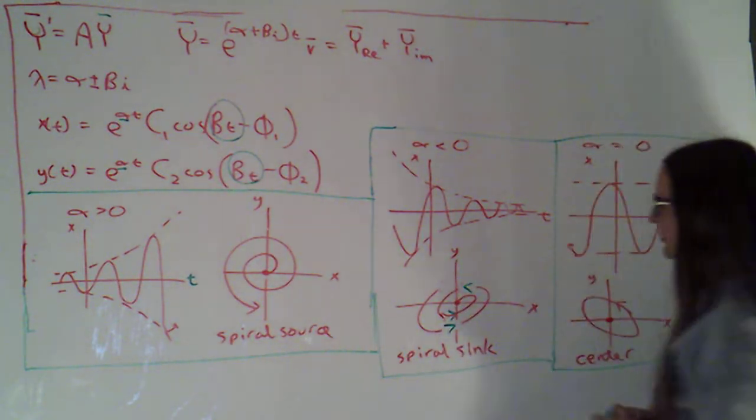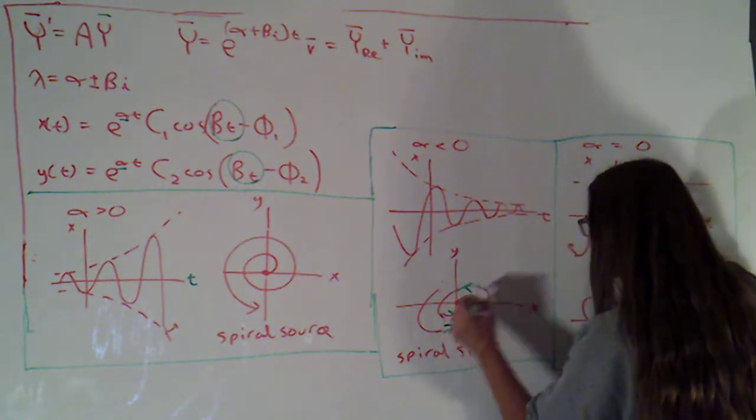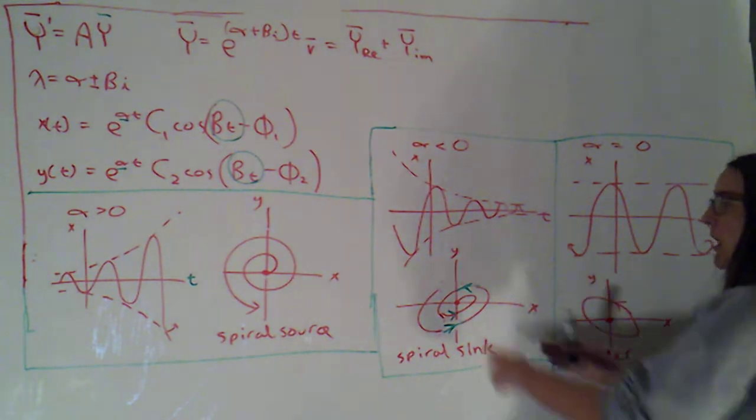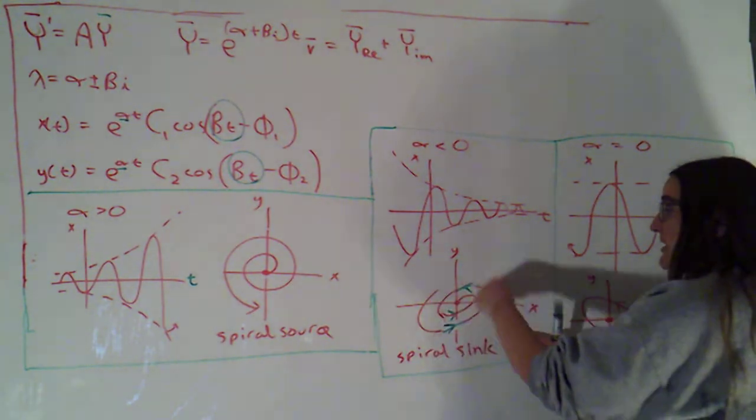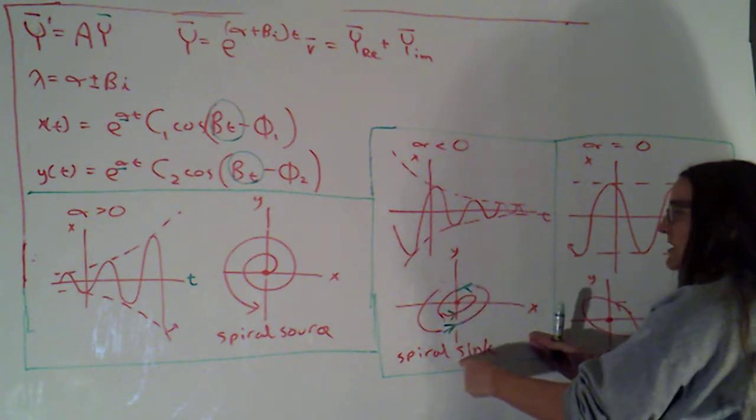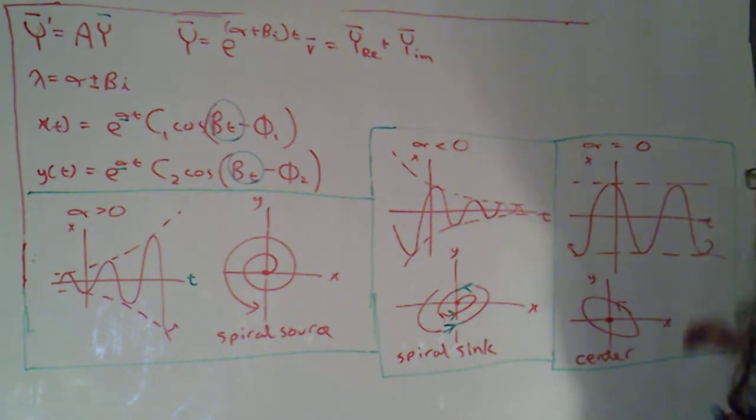Sorry, I had that labeled wrong initially. Okay, so then my solution curves will still be spiraling, but they'll be spiraling towards the origin, and in that case we call it a spiral sink. Okay. The third possibility is that alpha could be 0.